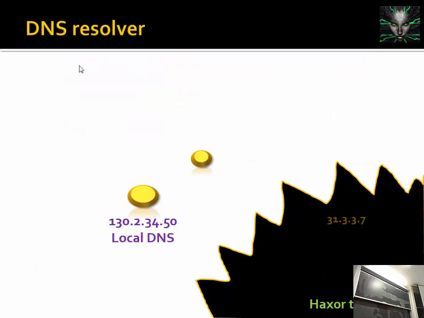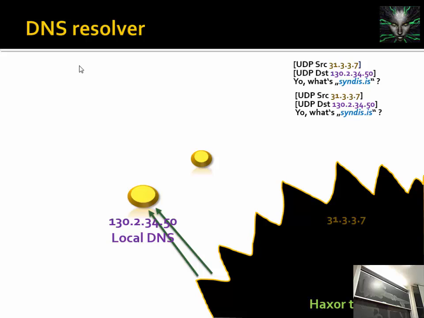Okay? So, here's the idea. We're going to poison the local DNS. How are we going to do it? We're going to send a message to this unsuspecting target DNS server called 132.34.50. It's a local DNS server here. And we're going to spoof packets. Remember what spoofing was?